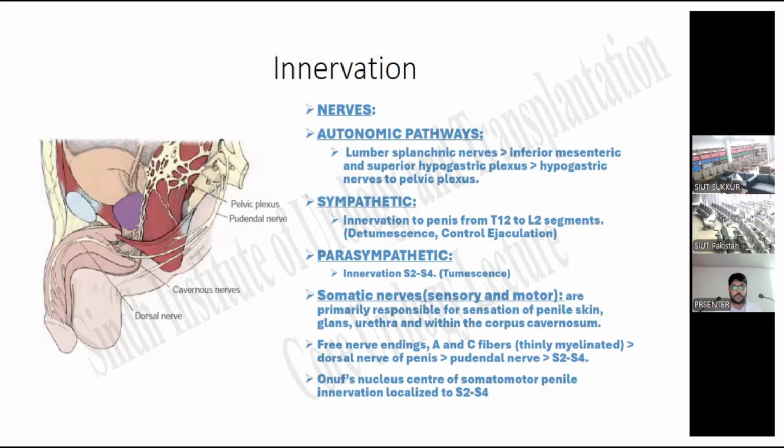Nerves. Autonomic pathway: lumbar splanchnic nerves, inferior mesenteric and superior hypogastric plexus, hypogastric nerves to pelvic plexus. Sympathetic innervation to the penis is from T12 to L2 segments, for detumescence and control of ejaculation. Parasympathetic innervation S2 to S4, for tumescence. Somatic nerves, sensory and motor, are primarily responsible for sensation of penile skin, glans, and urethra within the corpus cavernosum. Free nerve endings, A and C fibers, thinly myelinated dorsal nerve of the penis, pudendal nerve S2 to S4. Onuf's nucleus, the center of somatomotor penile innervation, is localized to S2 to S4.